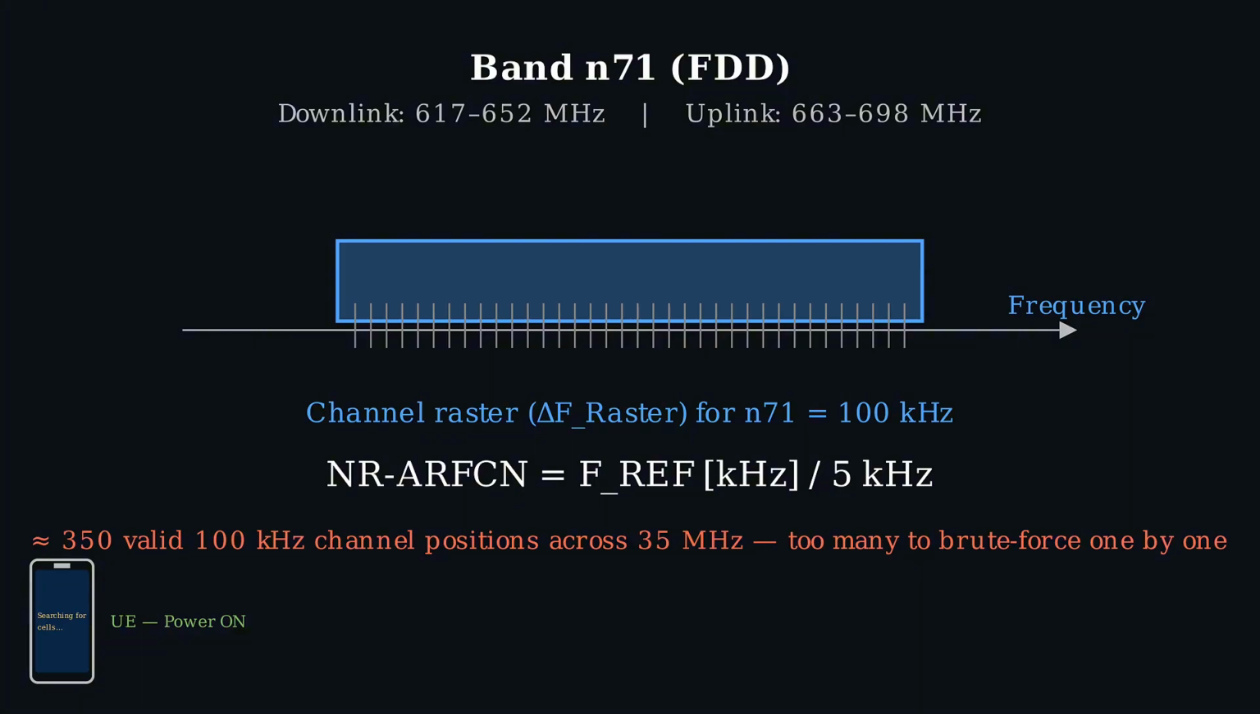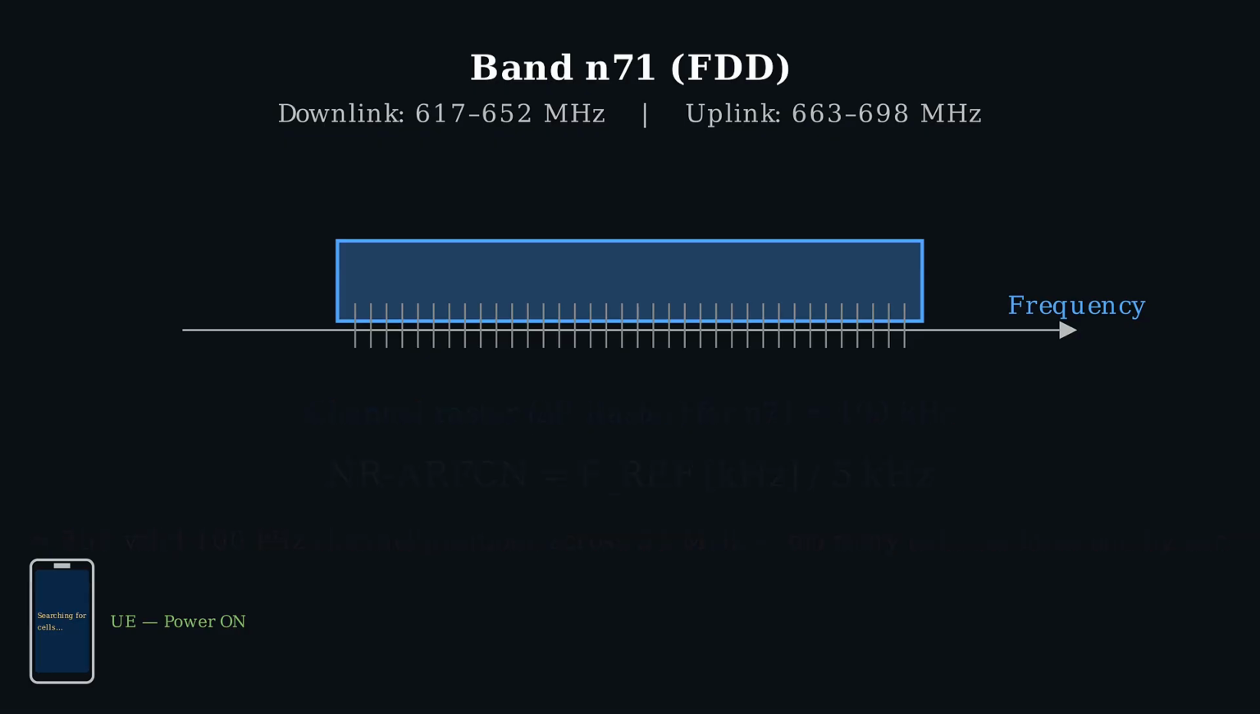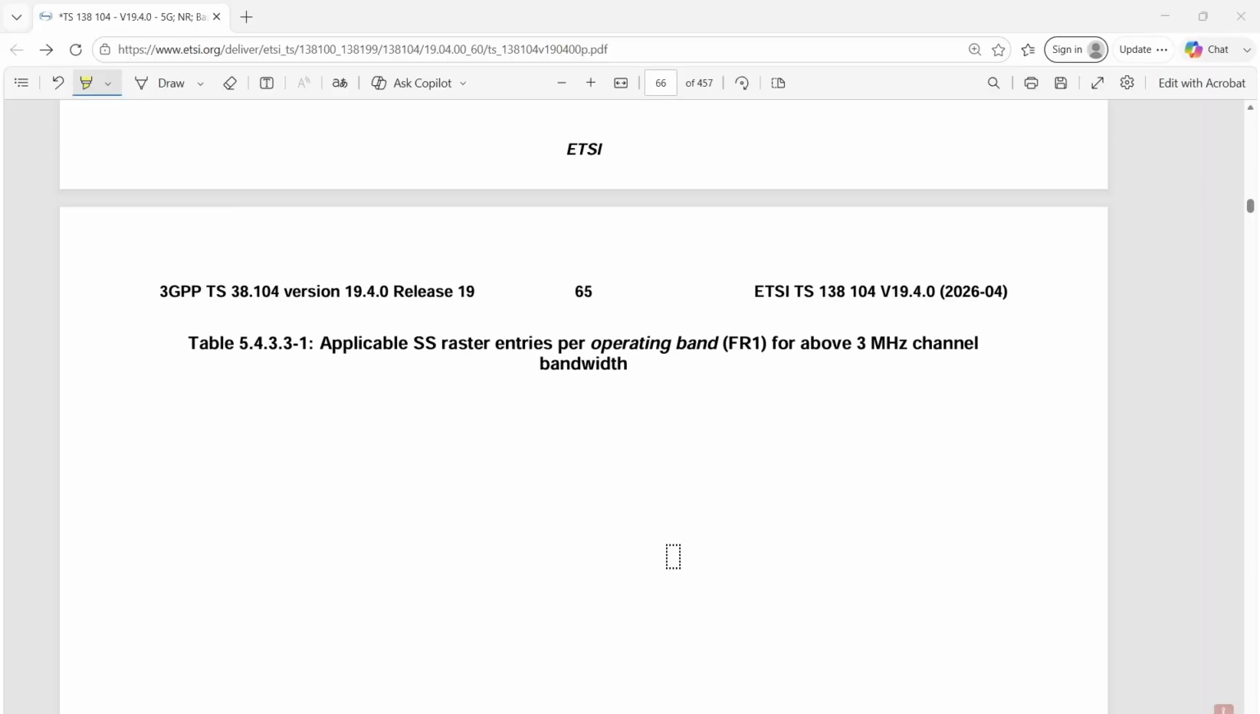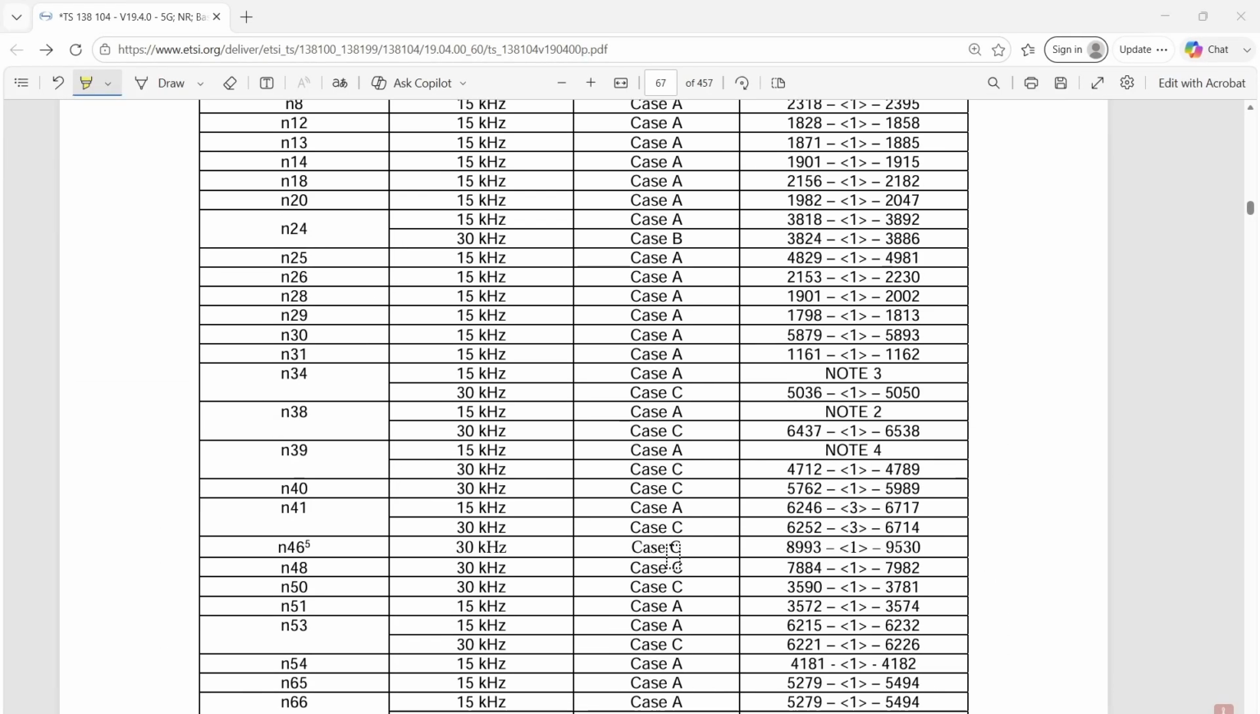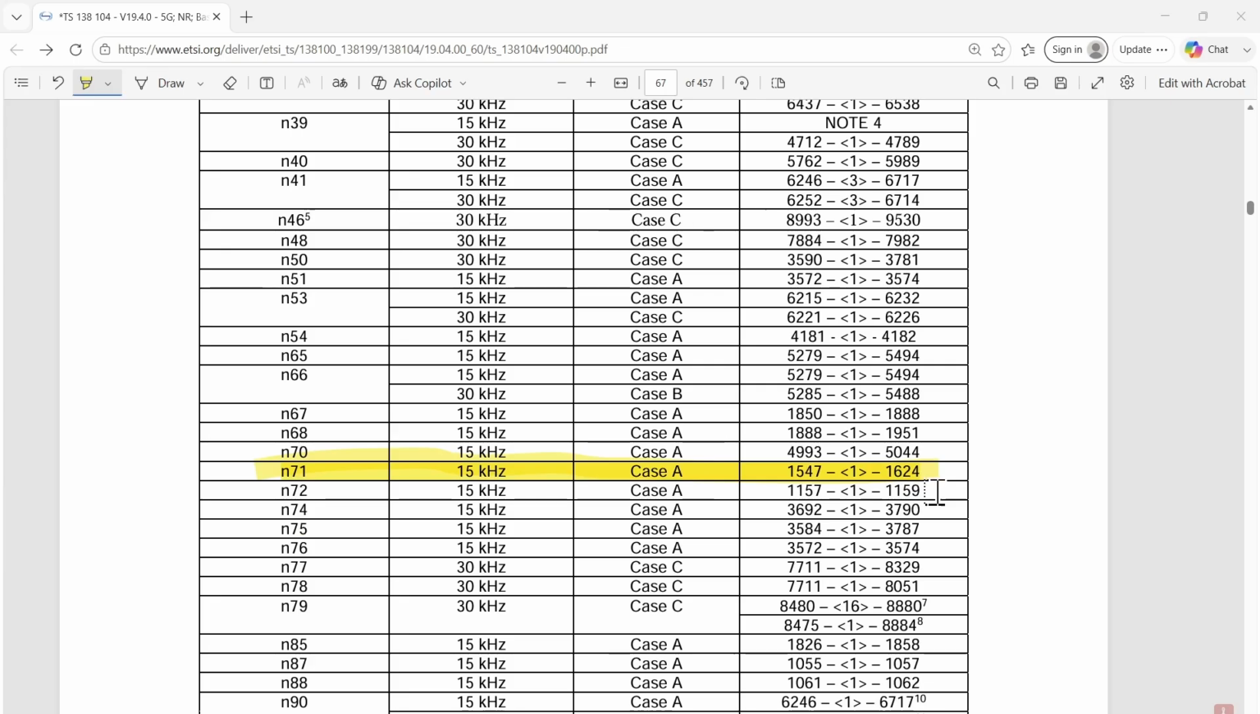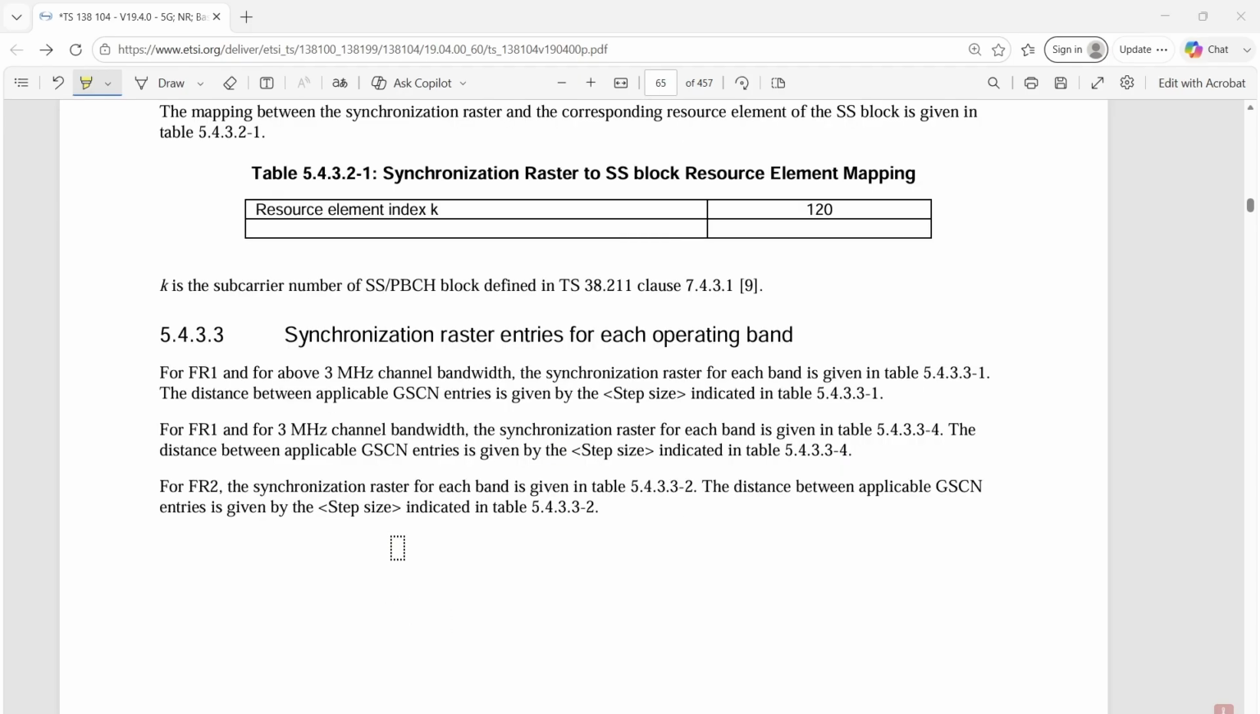So 3GPP defined a second, coarser raster used only for synchronization signals, that's the PBCH block. This is called the sync raster, or GSCN. The full form of GSCN is Global Synchronization Channel Number. For band N71 at 15 kHz subcarrier spacing, the applicable GSCN range is 1547 to 1624 in steps of 1. This is defined in the 3GPP spec.